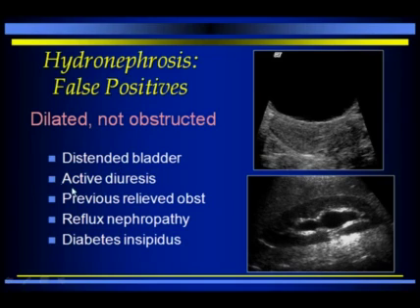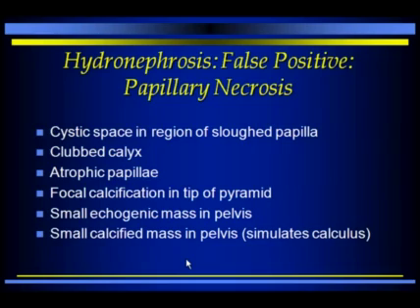Patients who are given diuretics or an active diuresis may also have a dilated collecting system. An obstruction that's been relieved, it takes some time for the hydronephrosis to resolve. Then reflux. So reflux nephropathy can be associated with a dilated system even though it's not obstructed. And finally, diabetes insipidus is another form of diuresis. So there's so much urine being made that it dilates the collecting system.